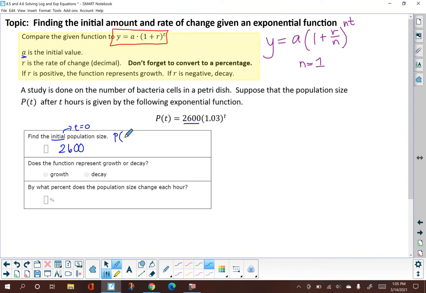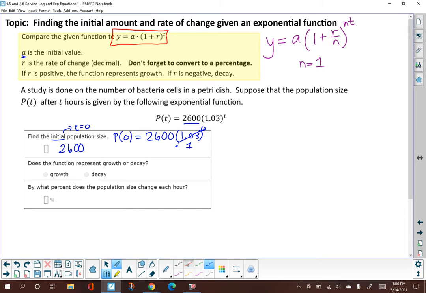So if you sub in 0, this is 2600 times 1.03 to the 0 power, but 1.03 to the 0 power is just 1. So this is 2600 times 1, which is 2600. So if you remember that it's that initial number right there, great. If not, plug in 0 for t.